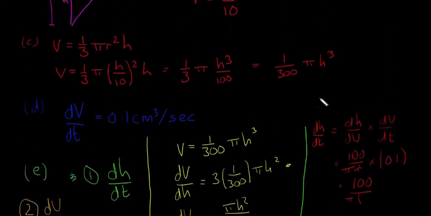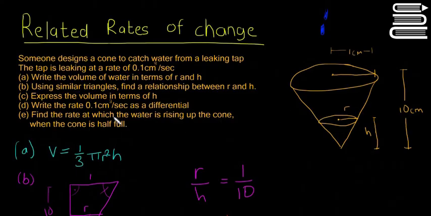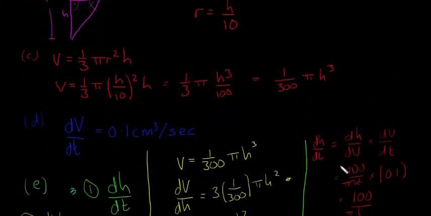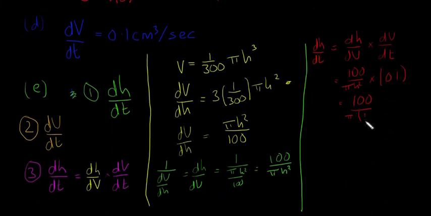So I'm going to scroll back up now. It says find the rate at which the water is rising up the cone when the cone is half full. So if the cone is half full, that means that h is going to be 5 centimeters. It's going to be halfway up. So I'm going to scroll back down. We're going to stick 5 in there, 5 squared, by 0.1.